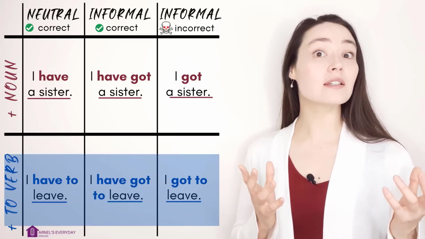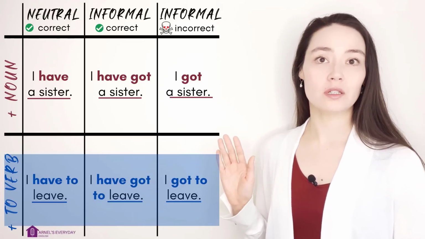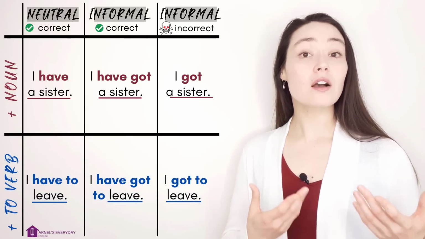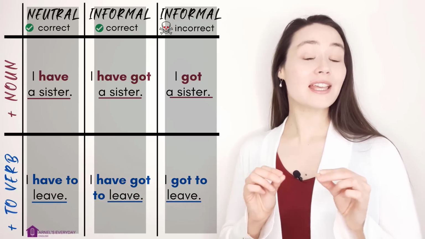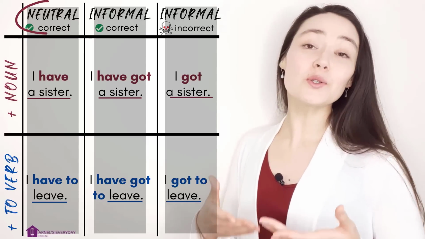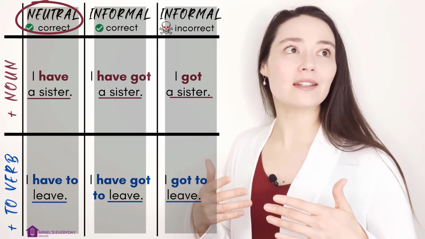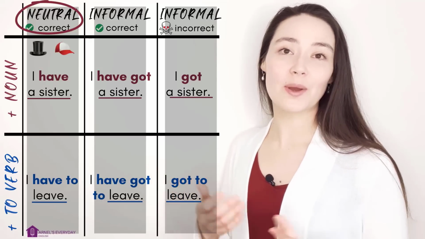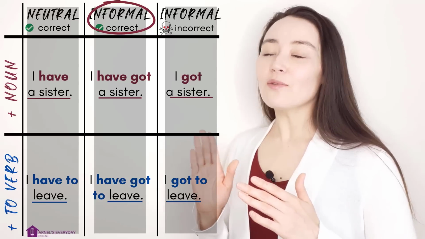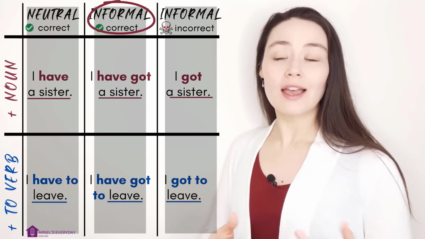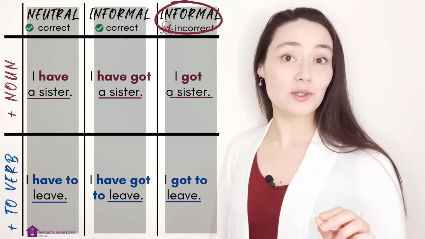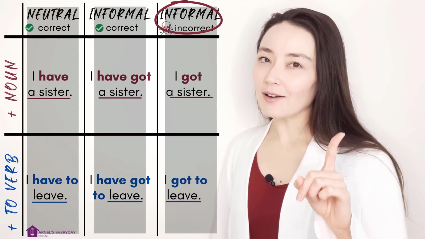There is a big difference between these two rows. They are not the same. I also have three columns: neutral, informal, and informal. Neutral means you can use this form in formal and informal situations. Informal, second column, this form is normally used in spoken English, and it's correct. The third column is also used in spoken English, but it's not correct.